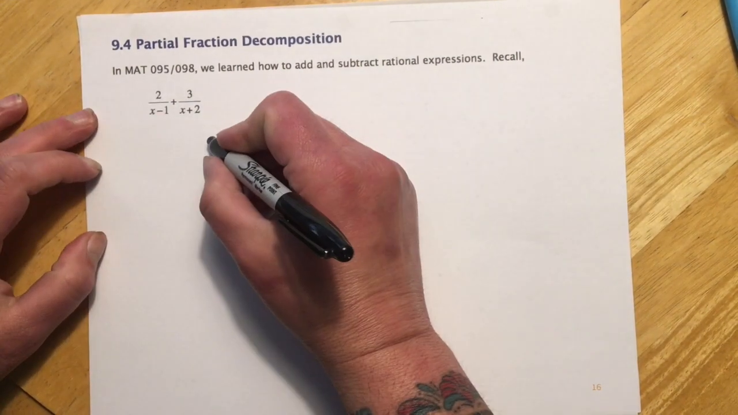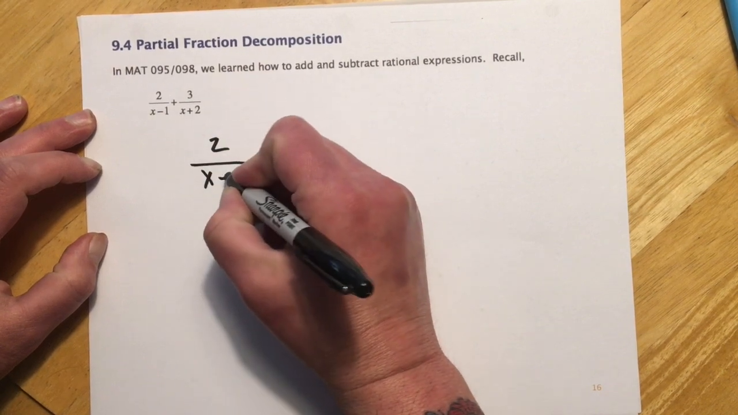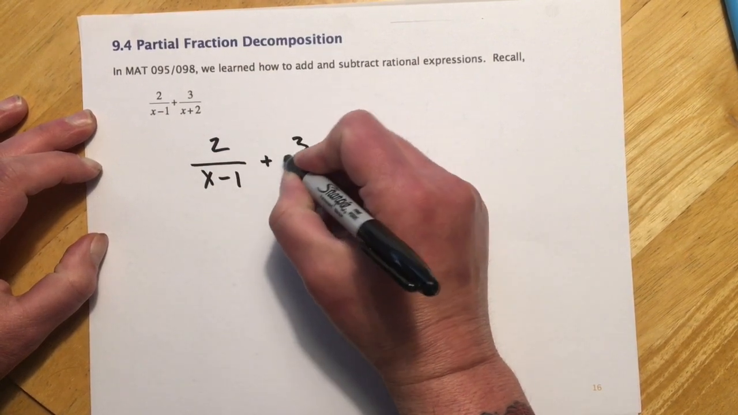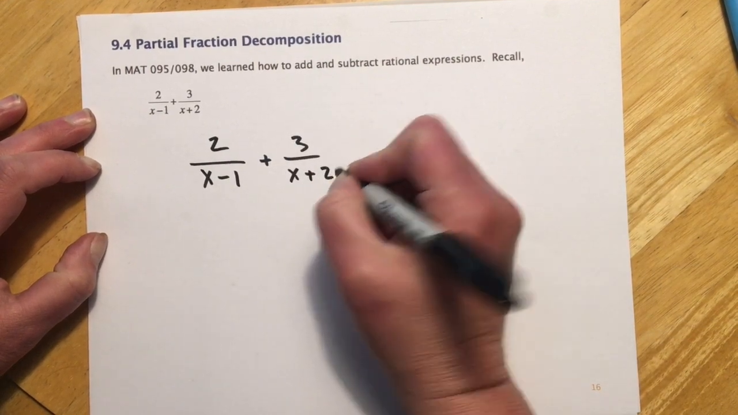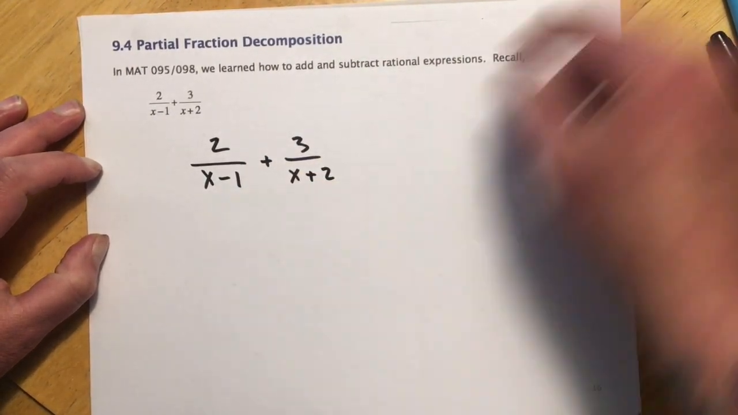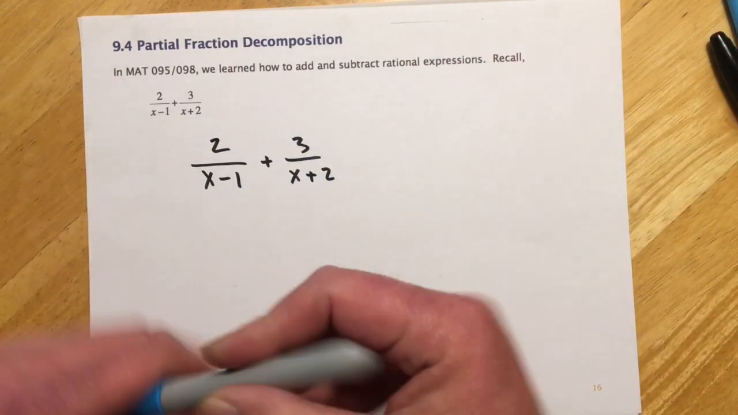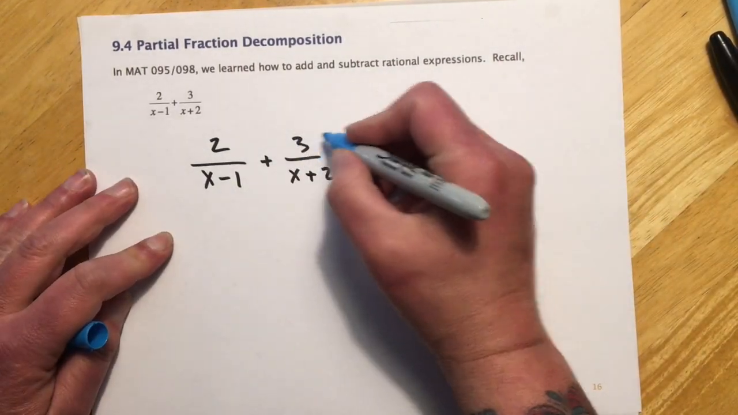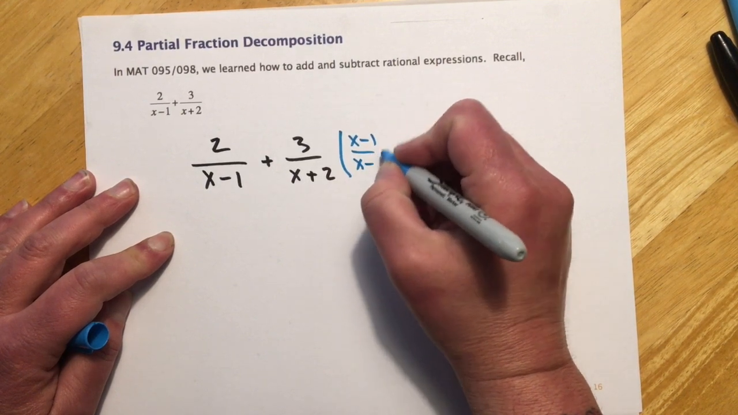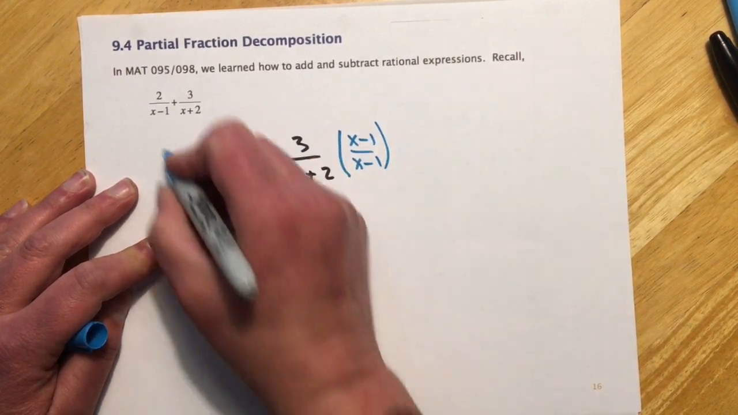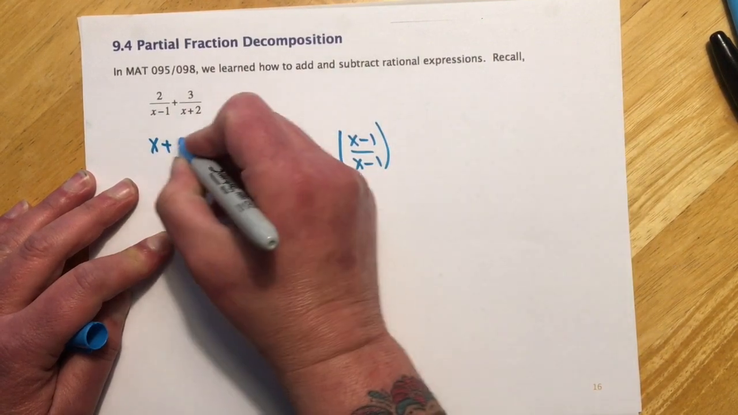So I'm going to do one of these just to remind you of what they look like going the one direction, to hopefully get you to see what it is we're trying to do. If I have a rational expression and I'm trying to add it, what I need to do is get a common denominator. So I'm going to multiply this side by the x minus 1s, and this side by the x plus 2s, sorry.